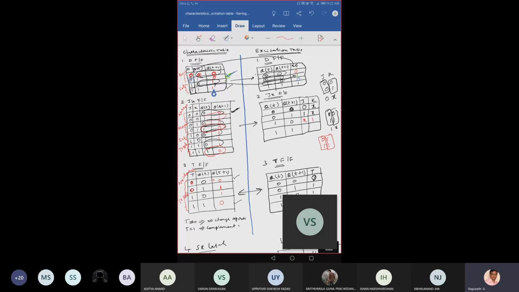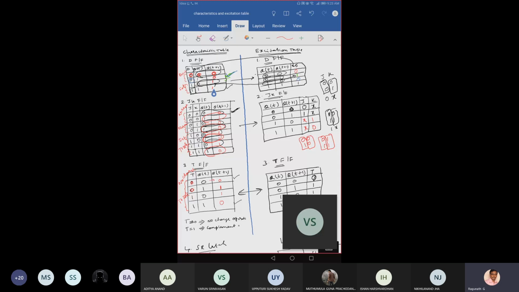So this is 1, 1. This is also 1, 1. So for the first combination, 0, 0, and the second combination, this 1, 1, that is 1, 0. So what is the value of J and what is the value of K? X, 0. J is X, K is 0. Yes, you are correct. Okay. So this is the excitation table of the JK flip-flop.